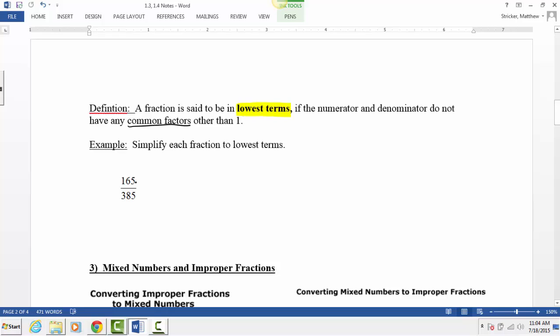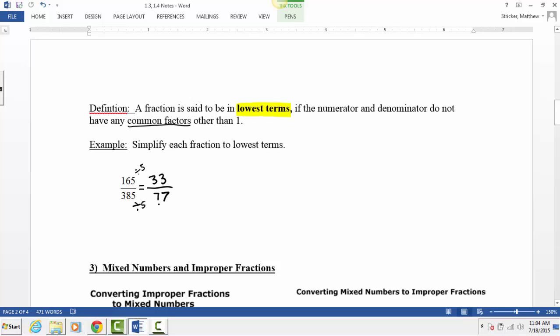Since both of these numbers have 5 as their last digit, they're both divisible by 5. So 5 goes into 165 33 times, and 5 goes into 385 77 times. So both of these are divisible by 5.